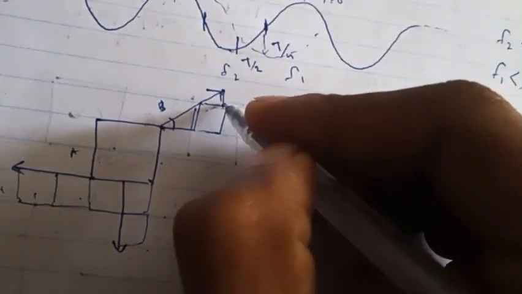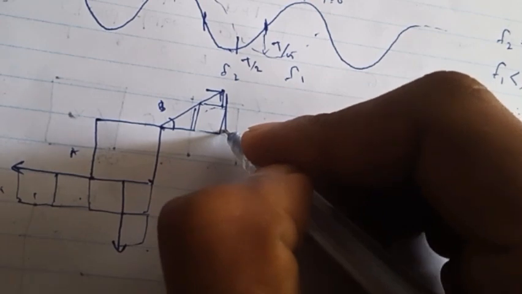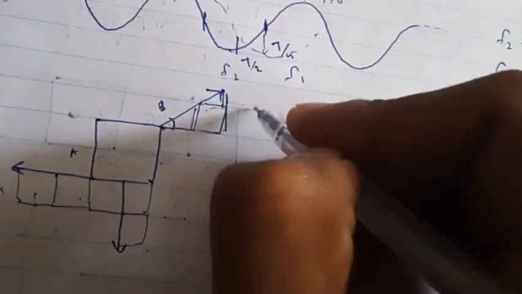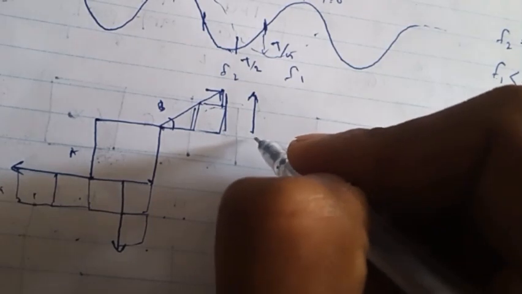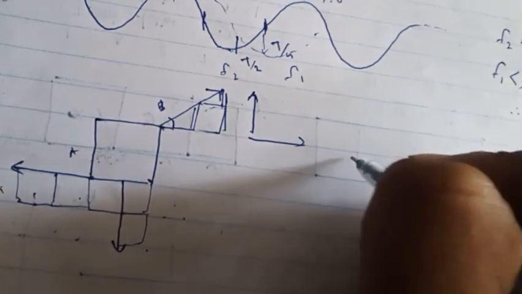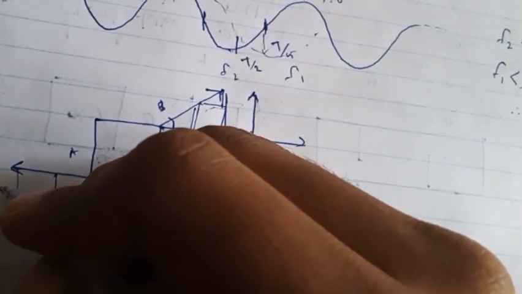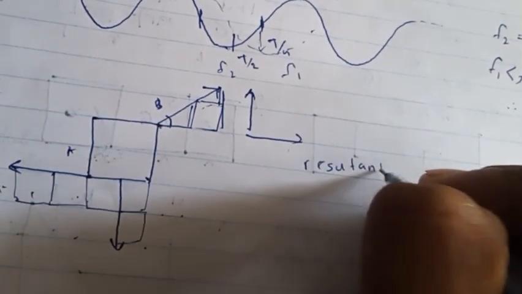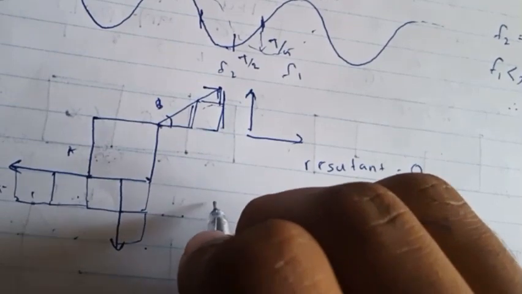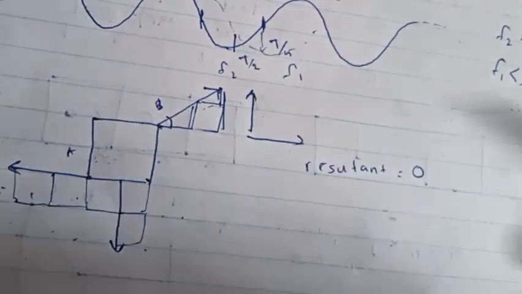If we consider the vertical component of this, it's going to be again 2 units. If we consider the horizontal component, it's also going to be 2 units. So there would be an upward force equal to him. And there would be a horizontal force in the positive x direction equal to him. So the resultant force is supposed to be equal to 0, right?